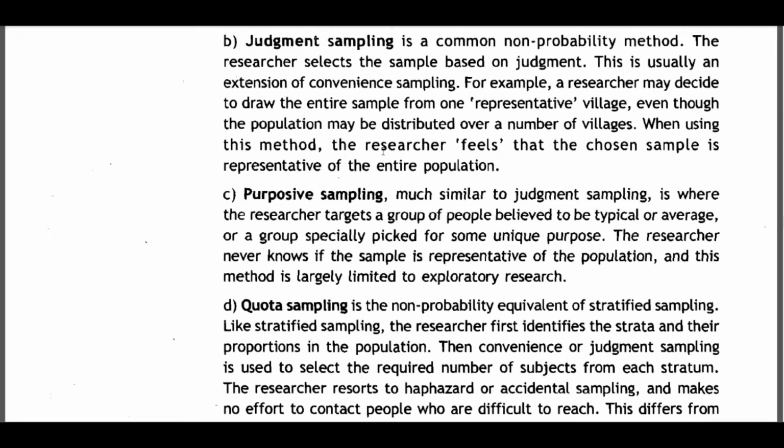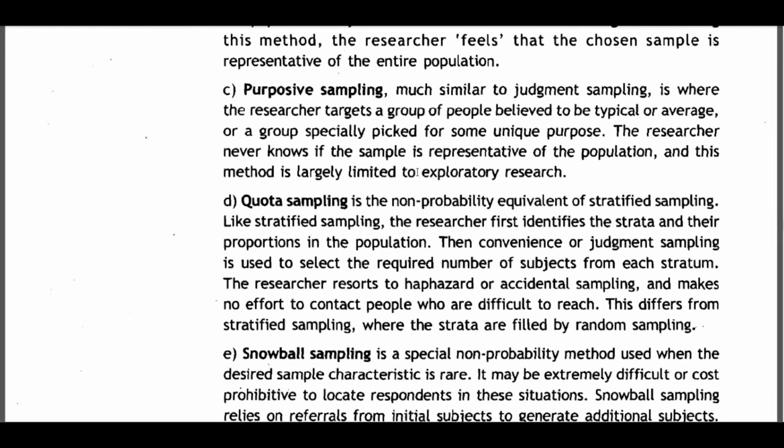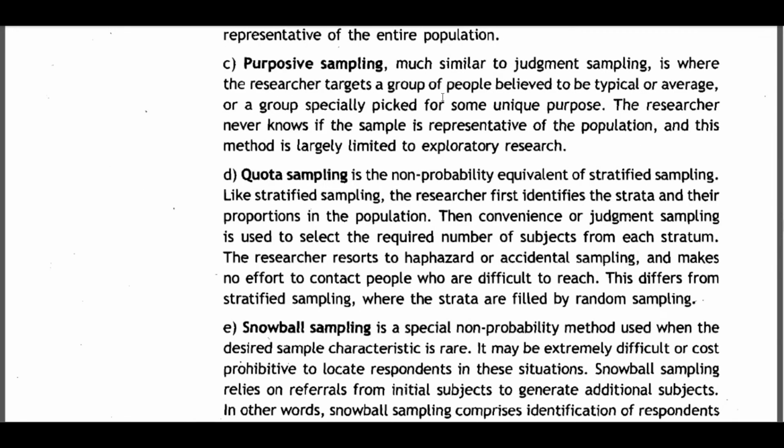When using this method, the researchers feel that the chosen sample is representative of the entire population. C is purposive sample. Much similar to judgment sampling, it is where the researchers target a group of people believed to be typical or average, or a group specially picked out for some unique purpose. The researcher never knows if the sample is representative of the population, and this method is largely limited to exploratory research.